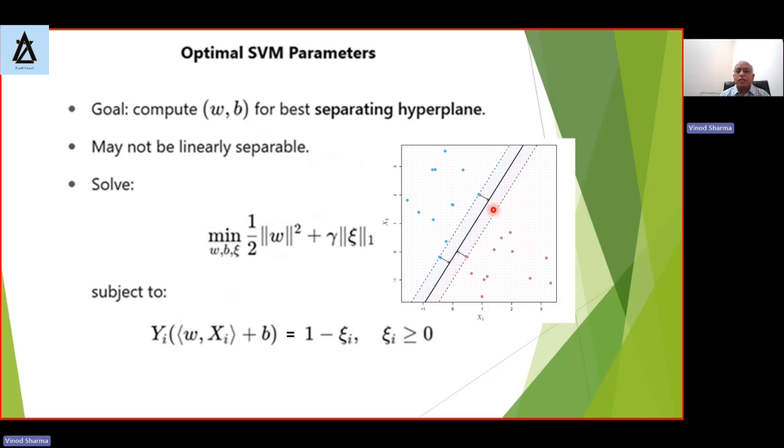Why it is called that way is because the points in this class and the points in this class are not only getting correctly classified, but the nearest points of this class and of this class from the hyperplane are at the maximum possible distance among all the hyperplanes which separate these two classes properly.